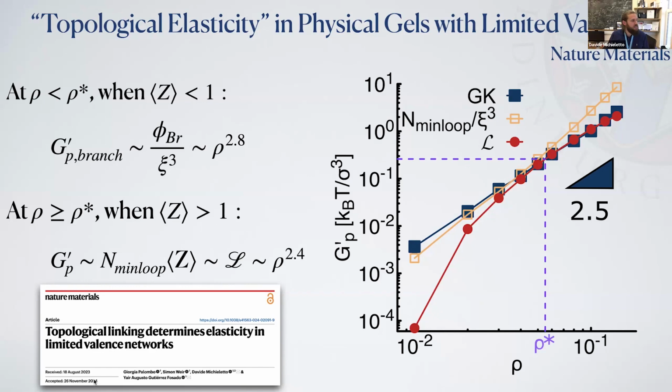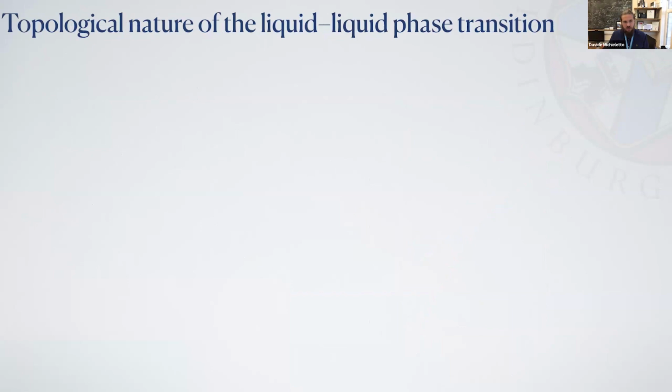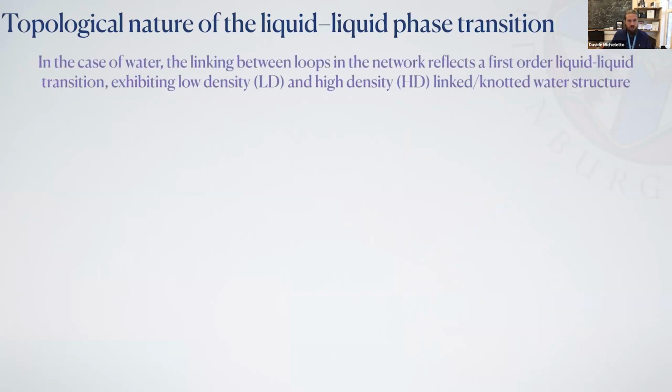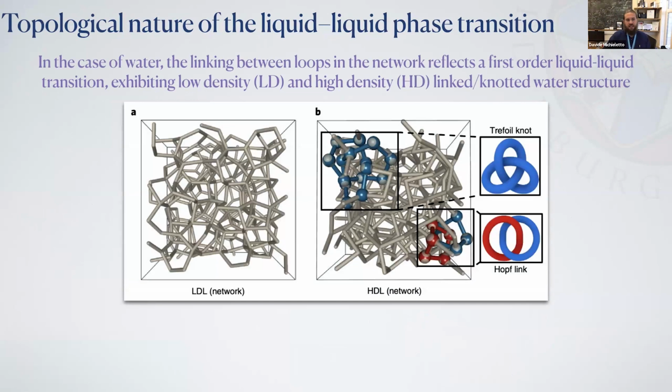So then, when we were doing this work, one other work a little bit before this was a work by Francesco Sciortino that looked at the topological nature of liquid-liquid phase transition. He was looking at low density and high density water networks. These are hydrogen bond networks from simulations of water. And what he said is that when there is this transition, you have a lot more knots and links in the high density network. And so we saw an analogy here. This was a Nature Physics paper in 2022.